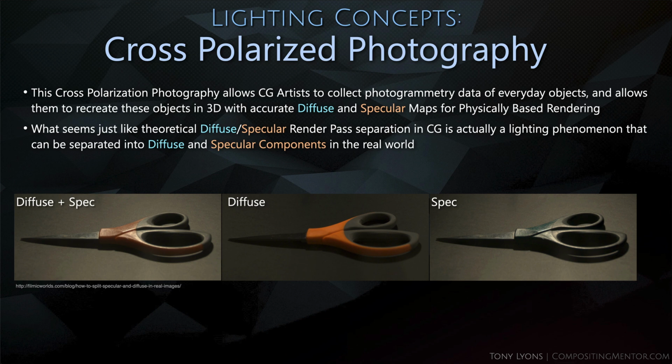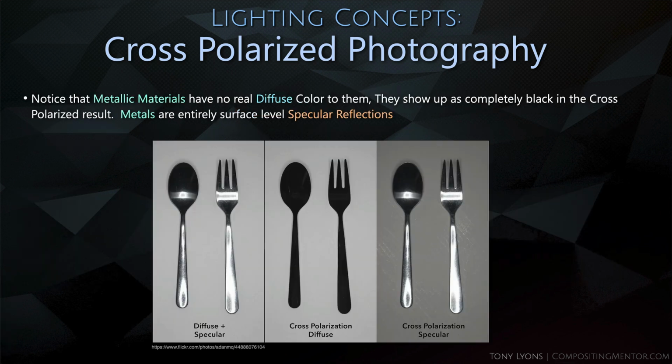What seems just like theoretical diffuse specular render path separation in CG is actually a lighting phenomenon that can be separated into diffuse and specular components in the real world. And I don't know about you, but I think it's incredible that we get to see the diffuse and specular components of everyday items just by how we're taking the picture with polarized light sources and polarized cameras.